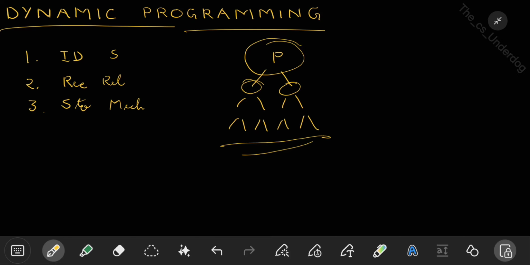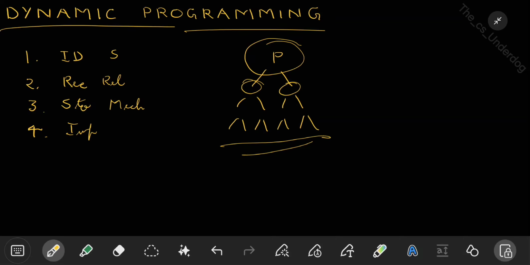Otherwise, you can simply use a recursive relation. Here, the difference that dynamic programming brings in is because of storage. Then what should you do finally? Once you have done this, you identified all the major components, you can start writing the code and you can implement. So this is the simple way in implementing a dynamic programming solution.